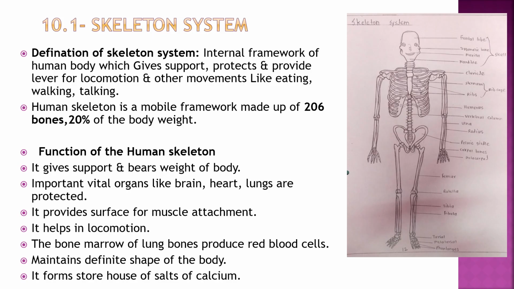It is the internal framework of the human body which gives support, protects and provides lever for locomotion and other movements like eating, walking, talking, running, jumping. So all movements are because of the skeletal system. So the human skeletal system is made up of mainly 206 bones and it is 20% of the body weight. And the main function is to give support and form the locomotory functions. Then it gives muscle attachment, and there is marrow in the long bones, so that helps for erythropoiesis and other blood cell production, and it maintains the shape of the body.